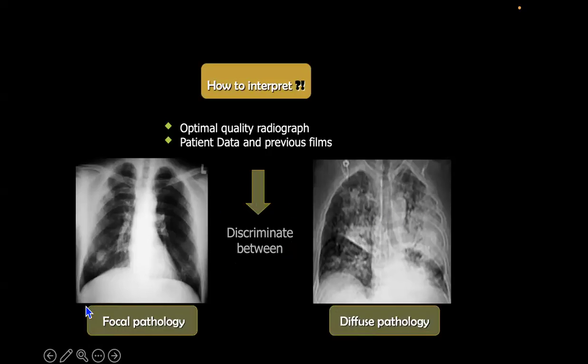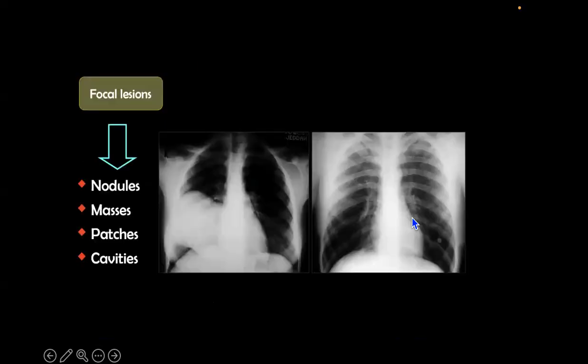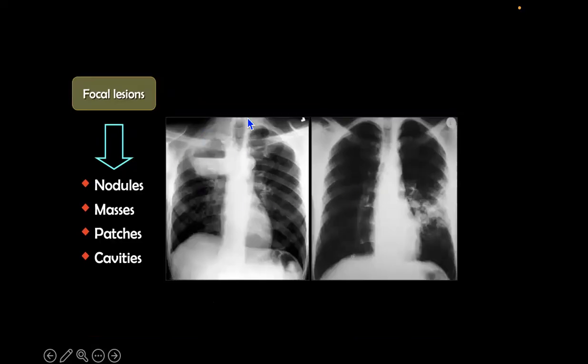So the pathology, we have focal and we have diffuse. Again, focal lesions could be nodules, masses, patches, cavities. We define every one of them. For example, this is a mass because it's more than 3 cm. A nodule is less. Here we have a cavity.